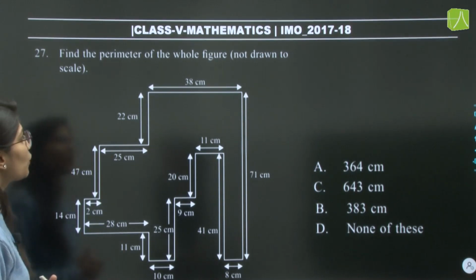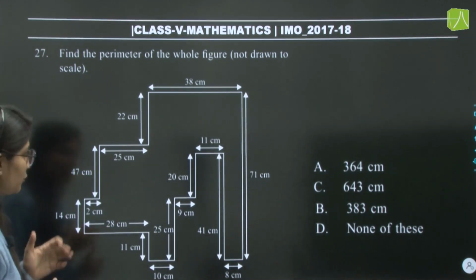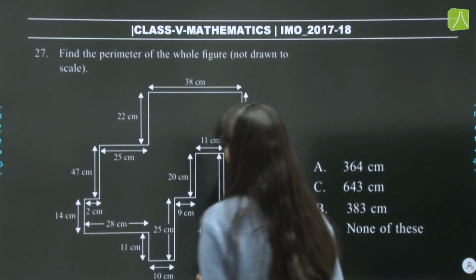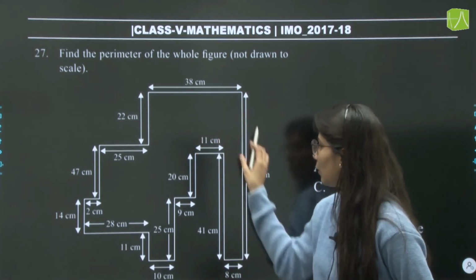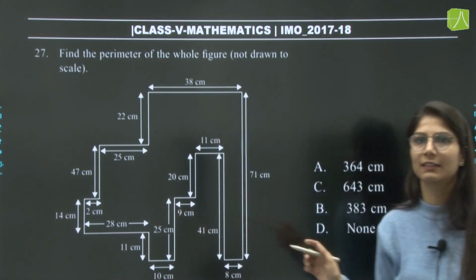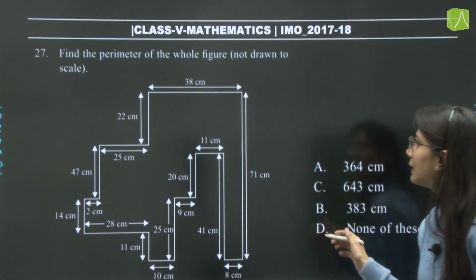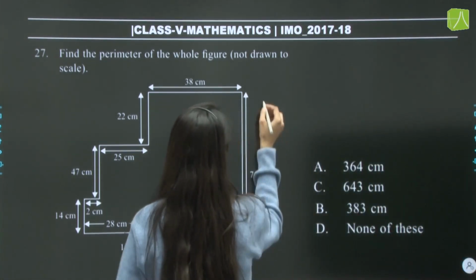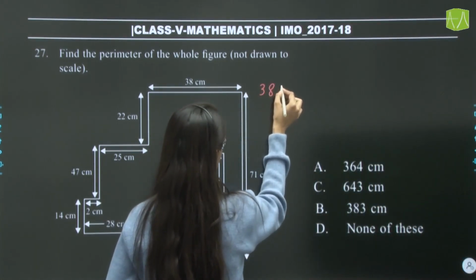Find the perimeter of the whole figure. We have to find out the perimeter of the whole figure. All you have to do is to just add all these sides. When you add all these lengths of the boundary, you will get the perimeter. So just add them. Let's start with 38.